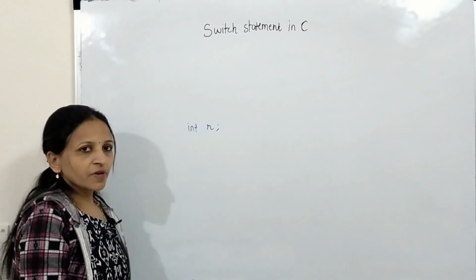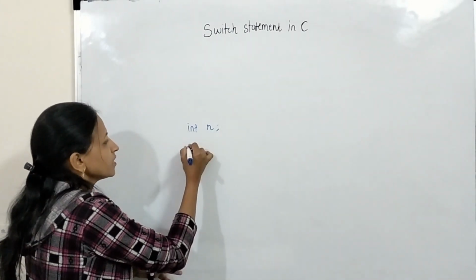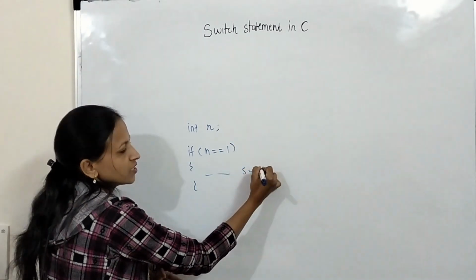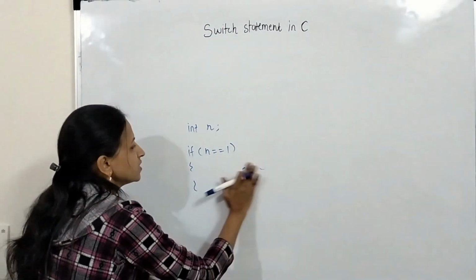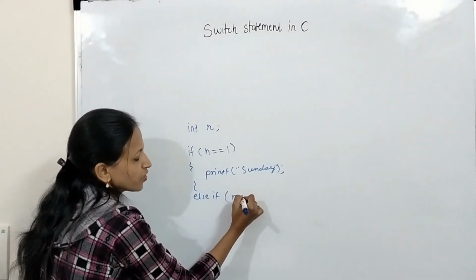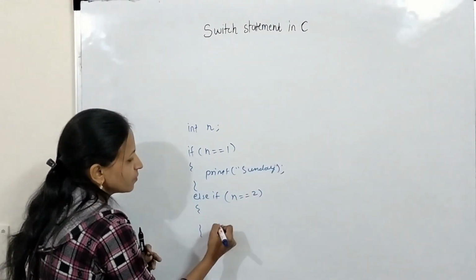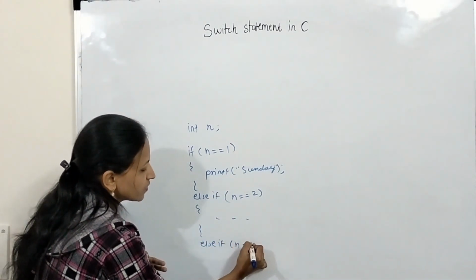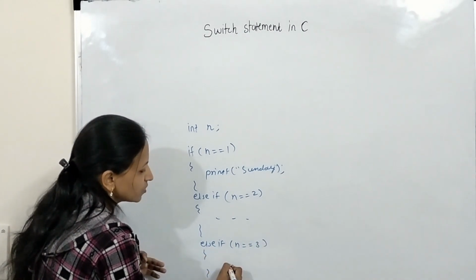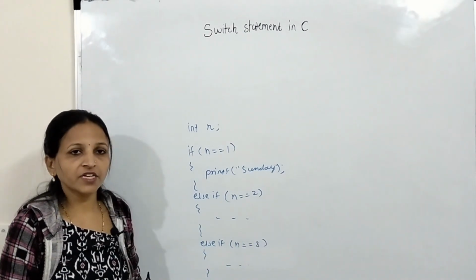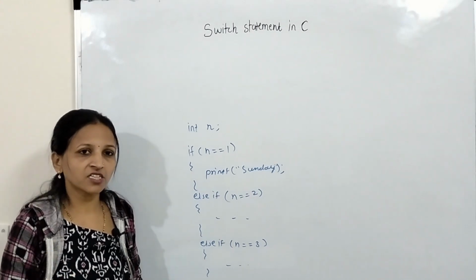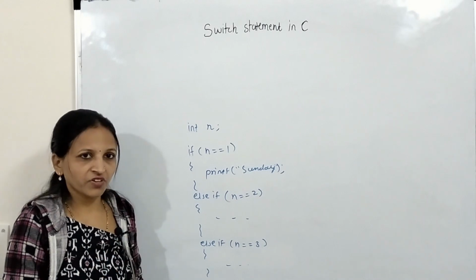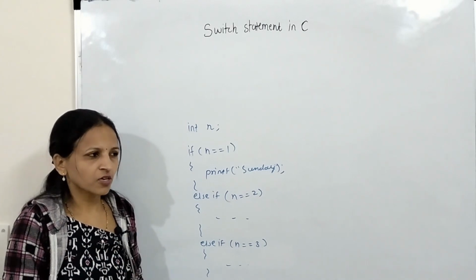Then how can we use the if else if ladder for that problem? If n is equal to 1, then printf Sunday. Again we check if n is equal to 2, then printf Monday, then else if n is equal to 3, then printf Tuesday. In that way we have to write all the conditions in this if else if block. If we write it this way, the program will not be readable.